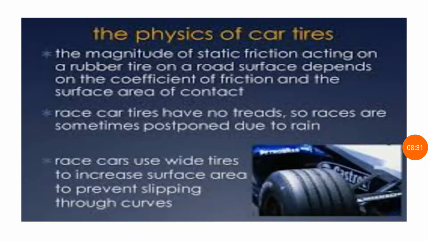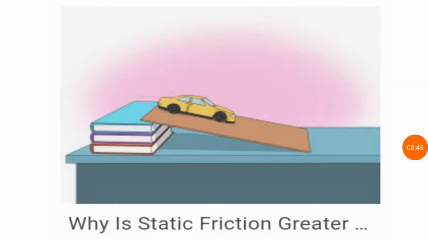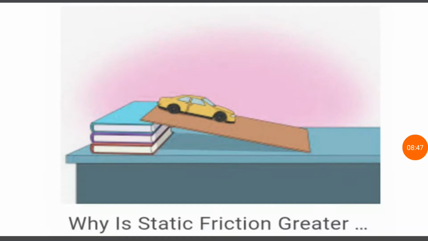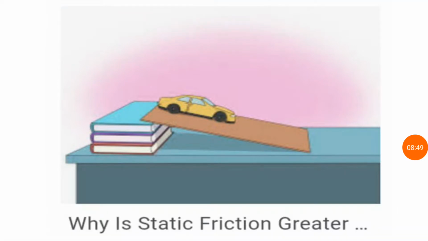Now the physics of car tires. The friction between the car tires and the road is static friction because the bottom of the tire is deformed and comes in static contact with the road. Static friction is more than kinetic friction. Therefore, we need the tires of the car to be rolling rather than sliding to have grip on the road.